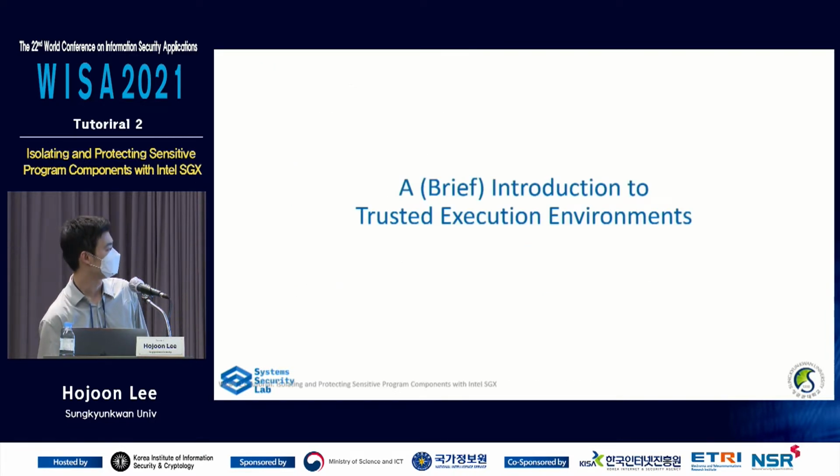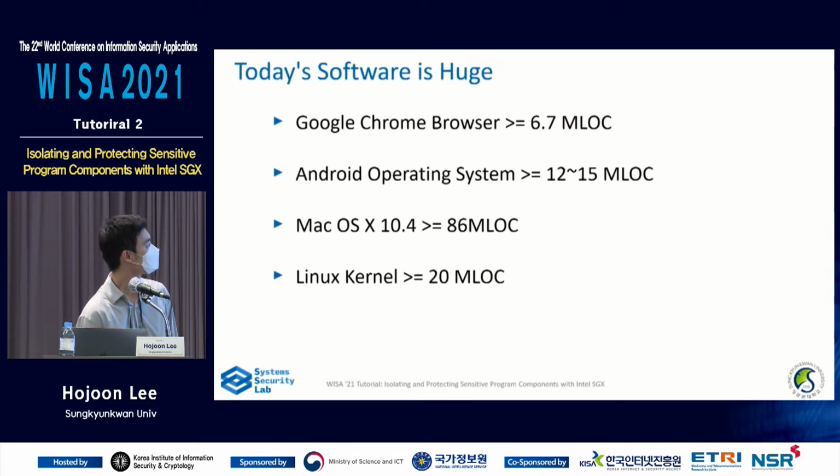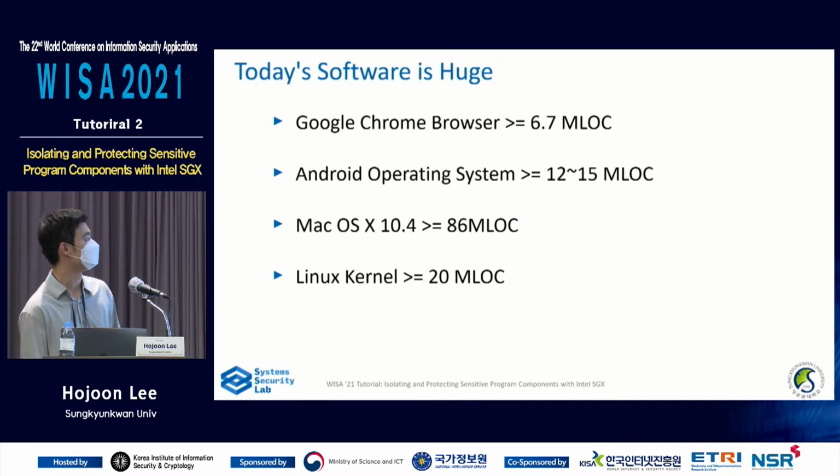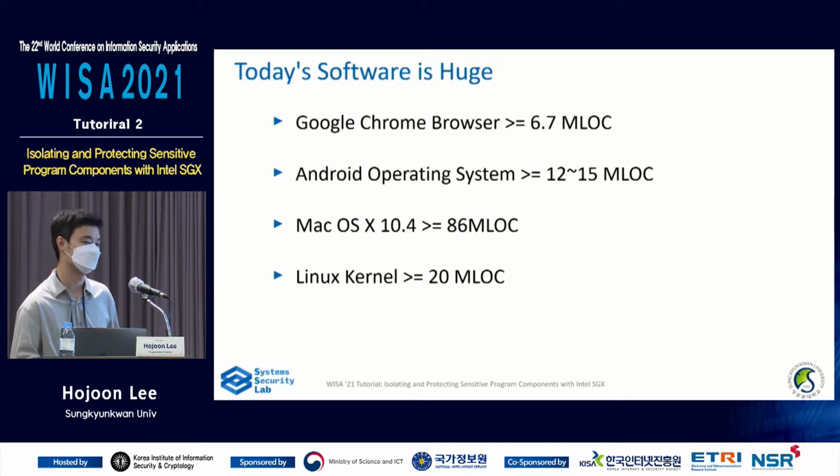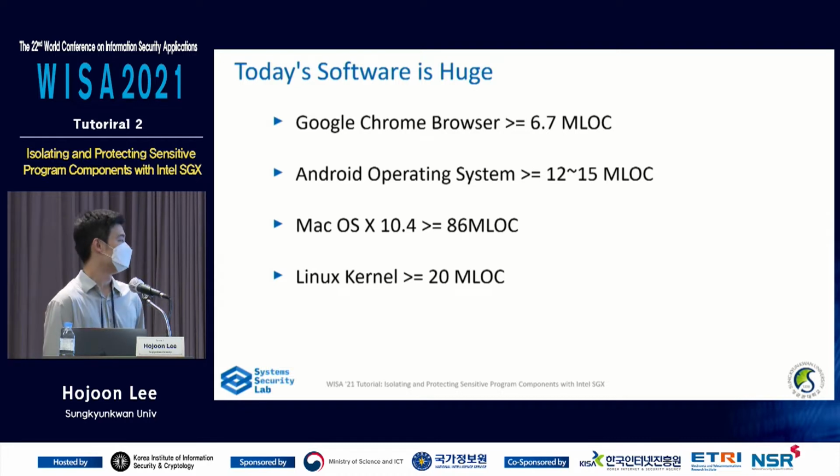All right, I'm gonna start with a brief introduction to trusted execution environments. So we all use software, right? We use software every day. The problem with today's software is that they are huge. In case of Google Chrome browser, there are over 6.7 million lines of code. This data was taken a few years back, so the code size probably has grown. My guess is it should be around 10 million at least. In case of Android operating system, it is even bigger at 12 to 15 million lines of code.